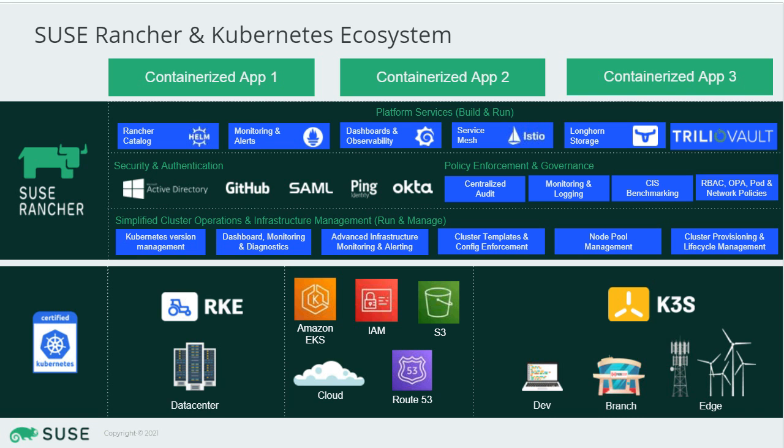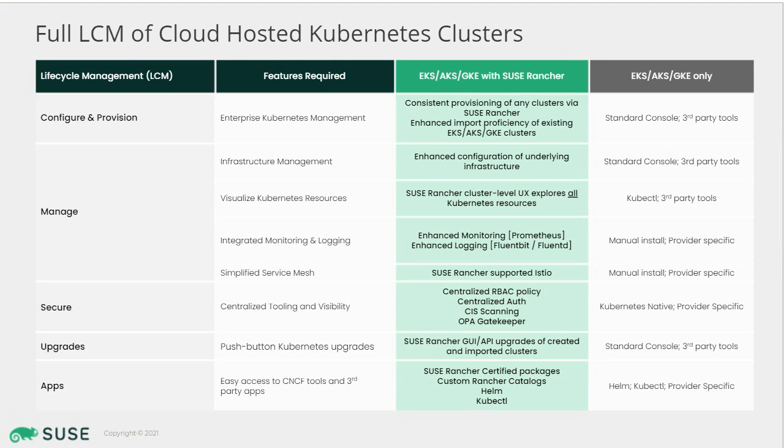As we talk about full lifecycle management of cloud-hosted Kubernetes clusters, there are a few key tenets here that are worth mentioning. The ability to configure and provision, easily implement service mesh, storage, and other services. SUSE Rancher and Fleet projects combined to enable deployment configuration management via GitOps to 1 million clusters.